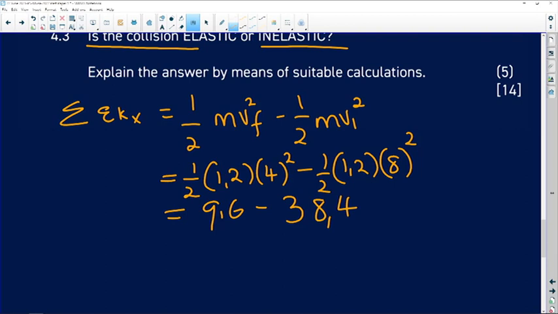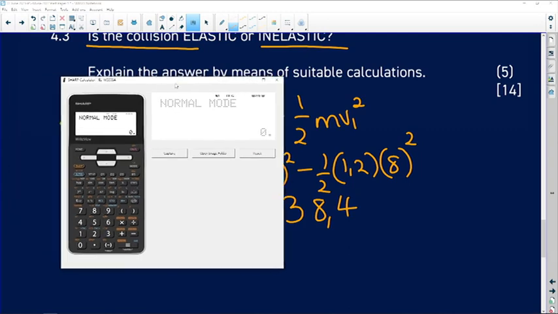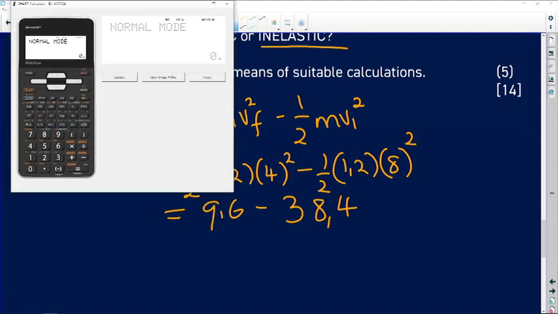Now, what is 9,6 minus 38,4? We come to our calculator here. We can say, I'm not sure if you can see that, just move it here a bit so you can see. We can say 9,6 minus 38,4. What do we then get here? Our answer is negative. Negative what? Negative 28,8 joules.